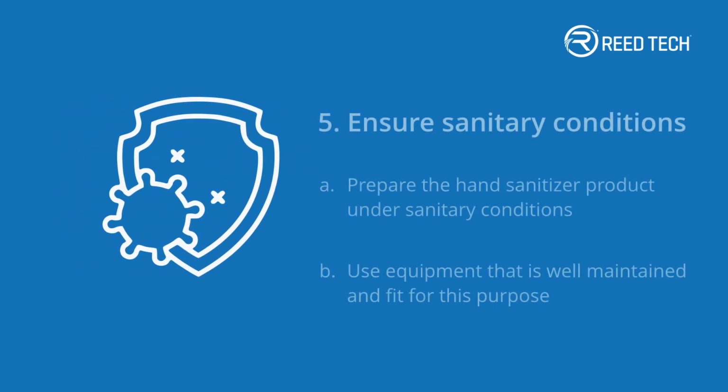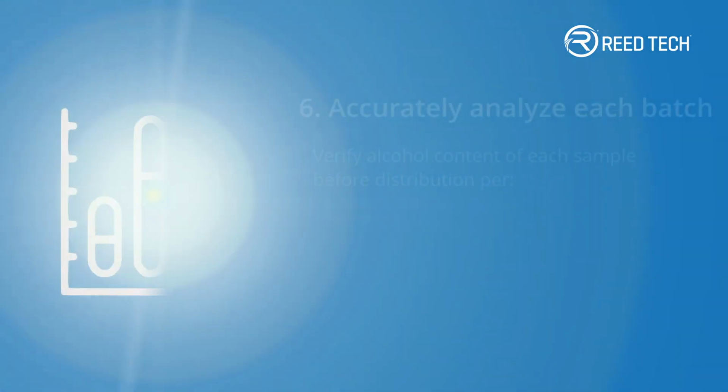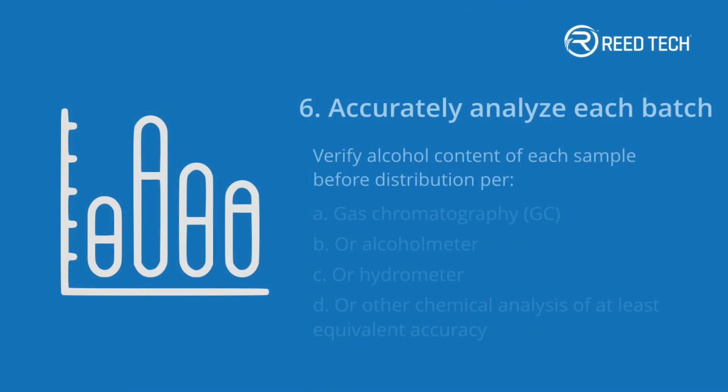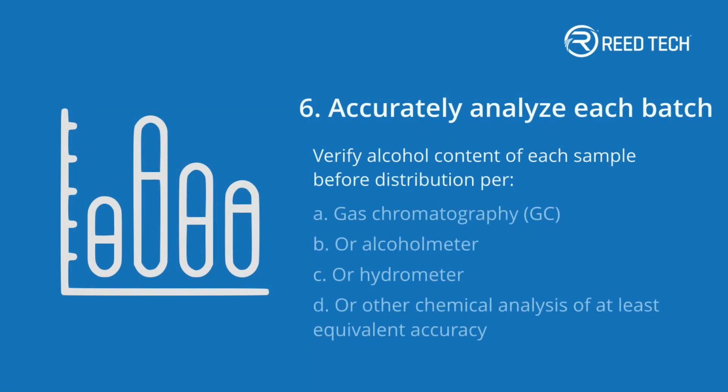Guideline number 5, the hand sanitizer product must be prepared under sanitary conditions and by well-maintained equipment intended for this production activity. Guideline 6, the manufacturer must use an accurate analysis method to verify the alcohol content in samples of the finished hand sanitizer product before each batch is released for distribution. The FDA allows various analysis methods to be used as long as the accuracy is appropriate.